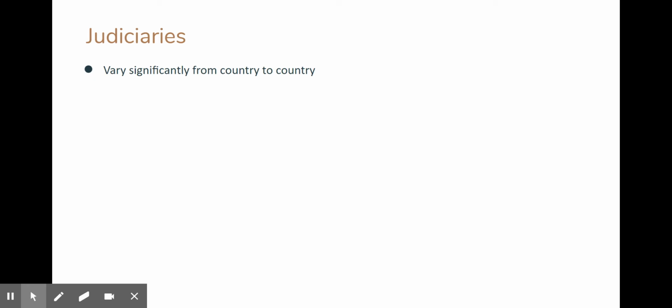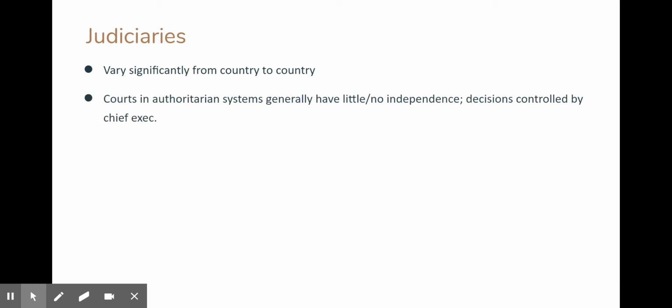So like we said, some countries, because of the structure of government, have a fairly weak judiciary, just as in parliamentary systems. And then some, like the United States, have a very strong judiciary that can rule laws unconstitutional and things of that nature. So courts in authoritarian systems generally have little or no independence. They are essentially controlled by the chief executive or by the powers that be within those countries. And we would say they do not have a lot of independence or autonomy to make decisions that are not the correct decisions.